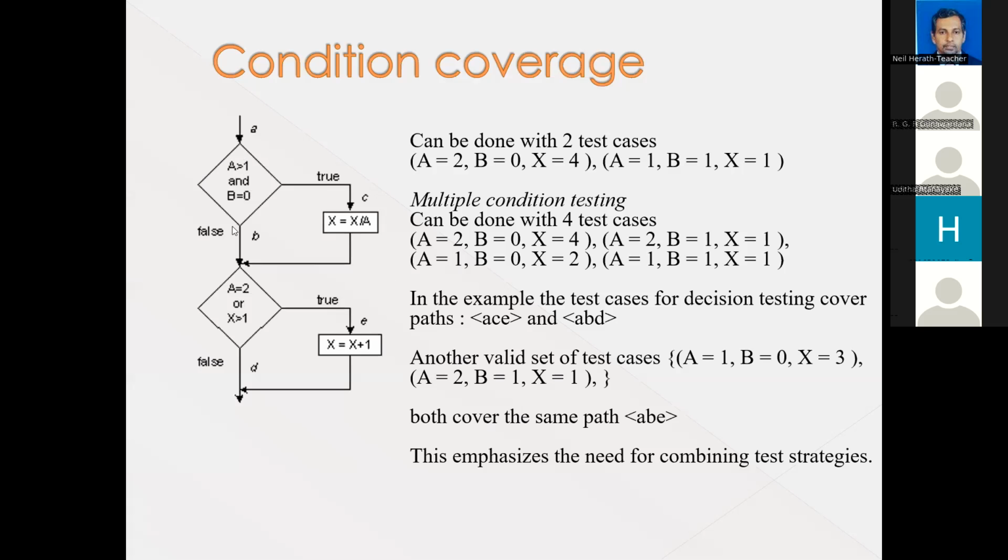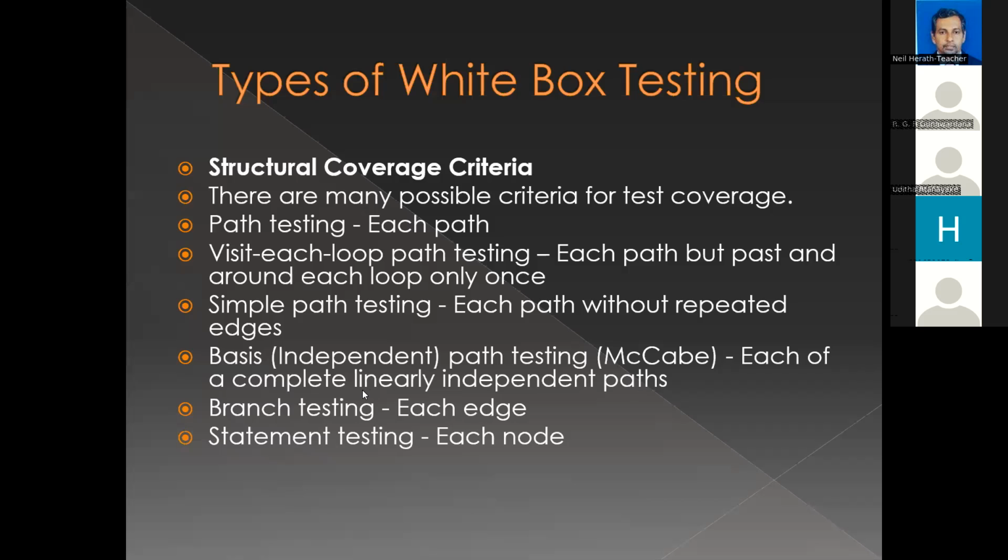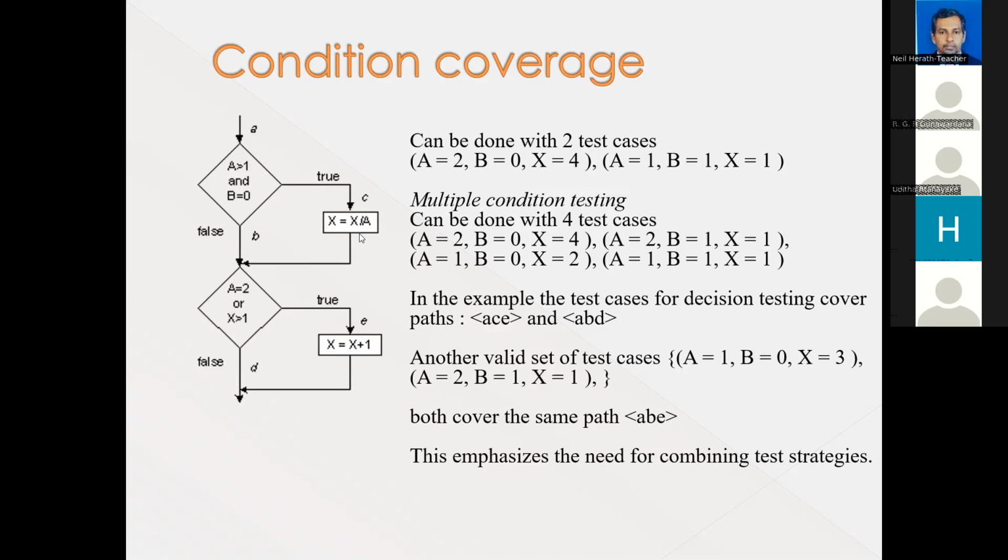Now each node is this condition. A equals 1 and B equals 0 is also a node. X equals X divided by A is also a node. The A equals 2 or X greater than 1 is also a node. And X equals X plus 1 is also a node. So there are 4 nodes. Branch testing or the statement testing means each node is covered. So, with the test cases that you give, all nodes are covered.